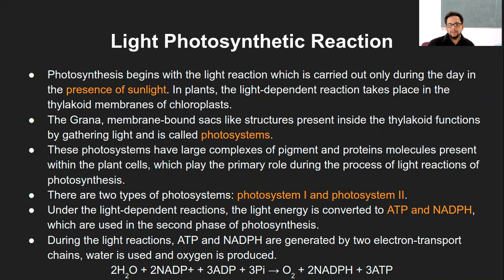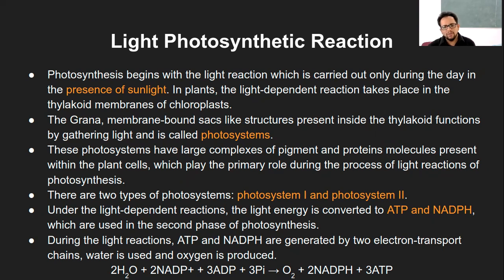All these electrons generated within the thylakoid by the chlorophyll will be gathered in a photosystem. Again, a photosystem is nothing but a protein complex which helps to gather all the light and all the energy coming to it. These photosystems have large complexes of pigment and protein molecules present within the plant cells, and they play a primary role during the light reactions of photosynthesis. So the main function is to gather the light and keep it reserved within the photosystem protein complexes. That is the first stage.